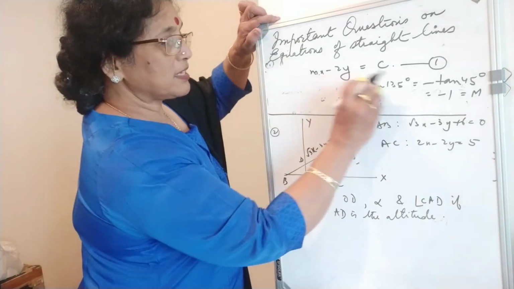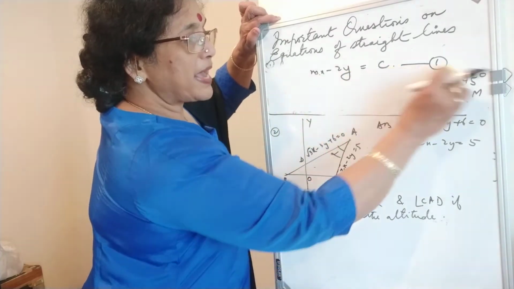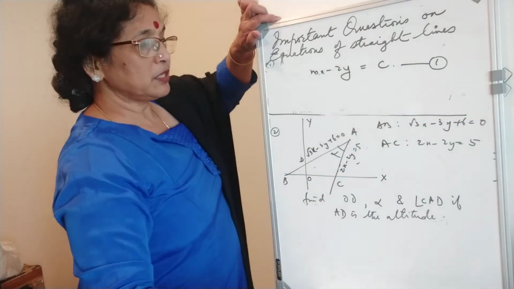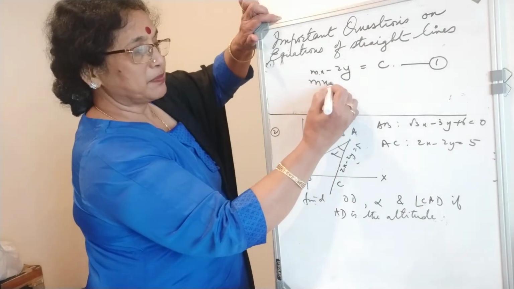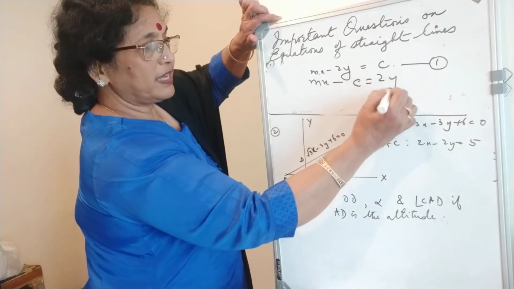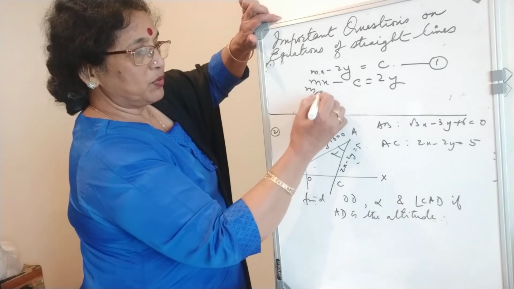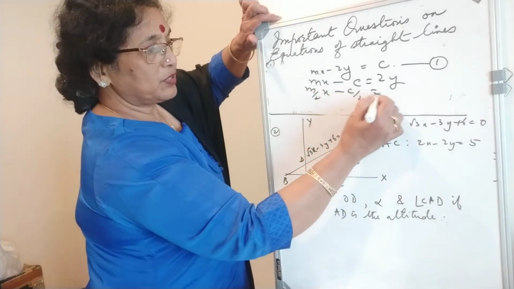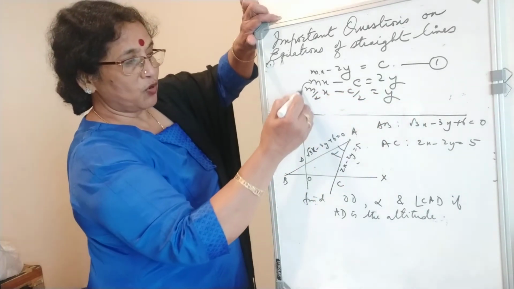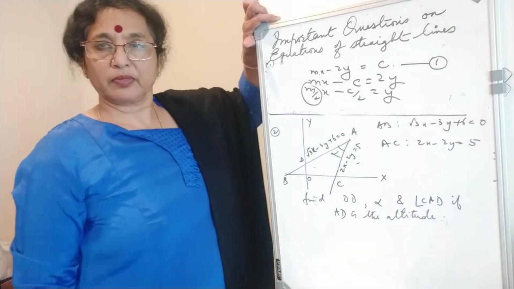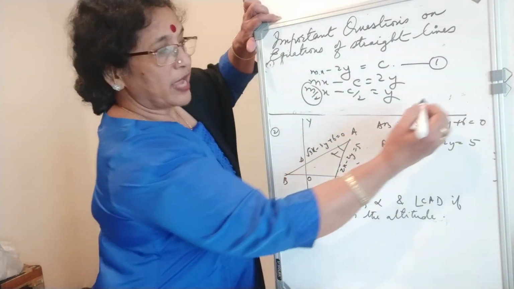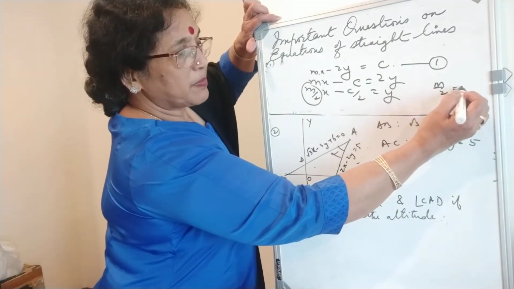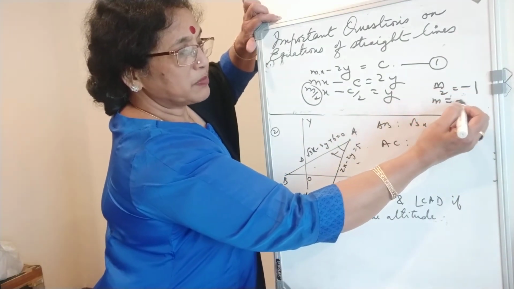So make y the subject of the formula, instead of comparing, because of this equation. mx minus c is 2y. So m by 2 x minus c by 2 is y. Now the slope is m by 2. So the slope of this line is m by 2. So m by 2 equals minus 1. The m is minus 2.